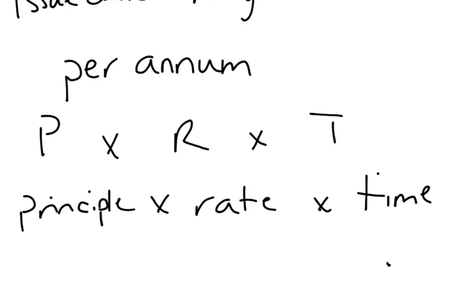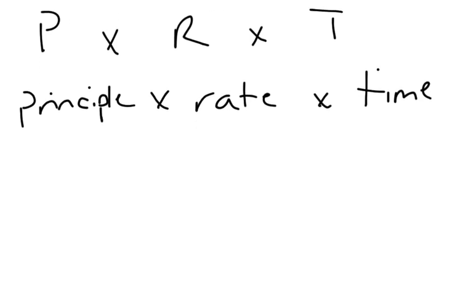Now with time, however, let me move this up if I can. I'm just going to mark all over it. There we go. The principal for us was the $100,000. The rate was 6%.